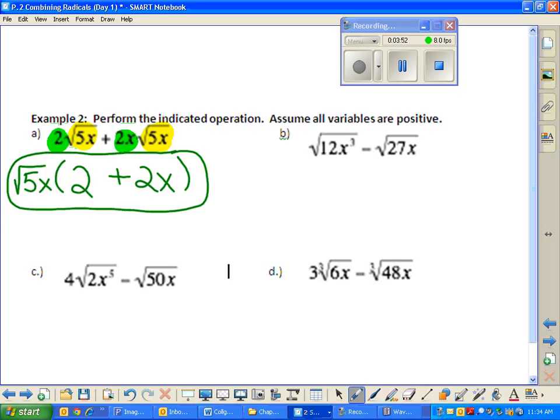And then even what John says becomes more clear. You see that there's a 2 and a 2x. Those aren't like terms. You can't combine them. This is done. It's just rewritten in a different way.